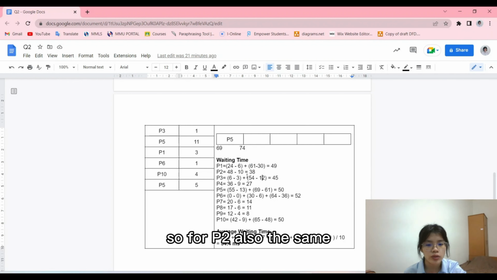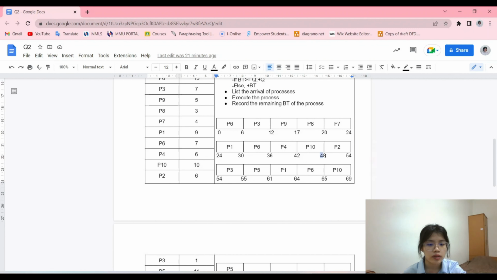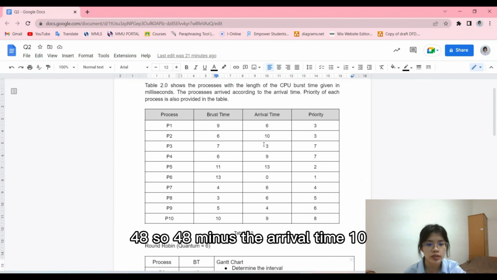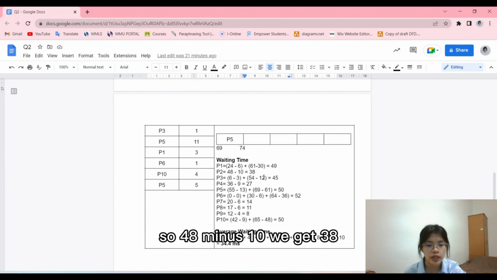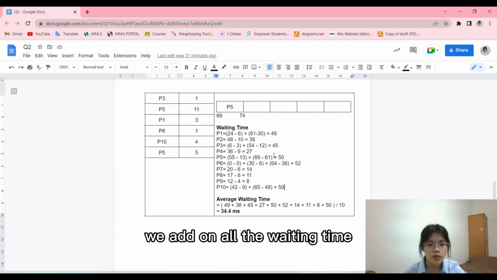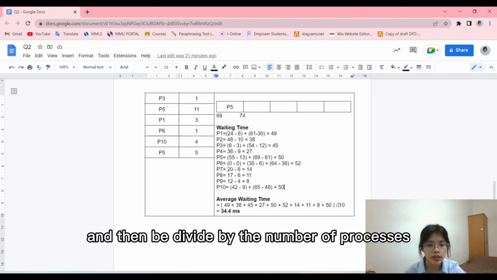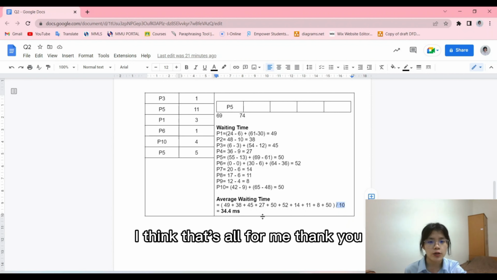For P2 it is also the same. P2 started executing at 48. So 48 minus the arrival time, 10, we get 38. For P3 until P10, it is also the same step. For calculating the average waiting time, we add all the waiting times and then divide by the number of processes. So the final answer we get is 34.4 milliseconds. I think that's all from me. Thank you.